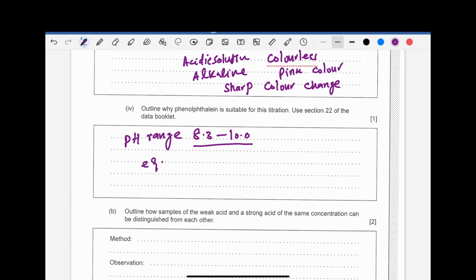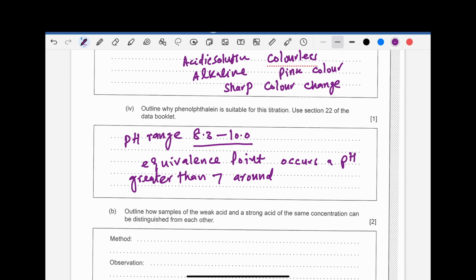So our equivalence point occurs at pH greater than 7, so around 9. This lies within the color change range of phenolphthalein, which is 8.3 to 10.0.